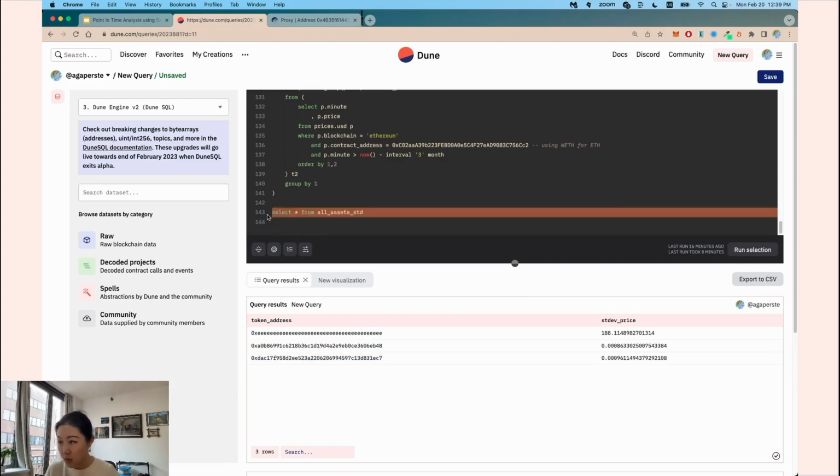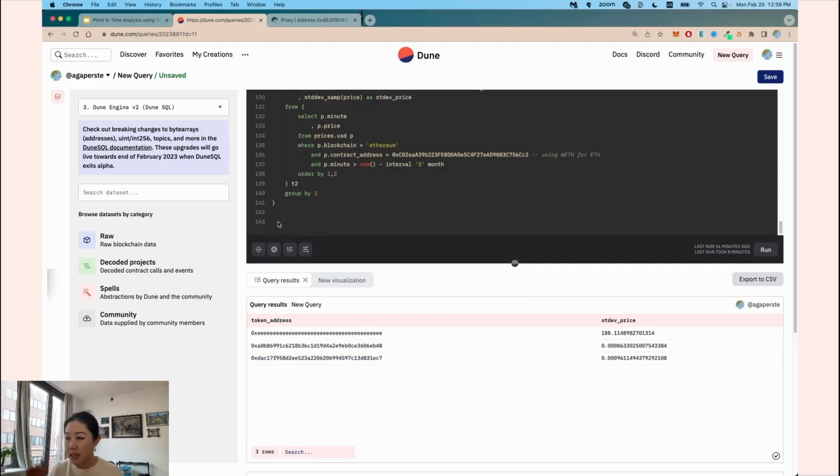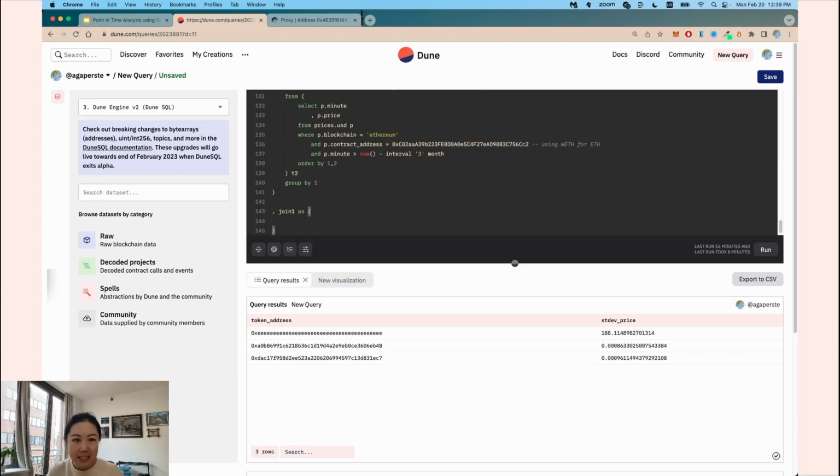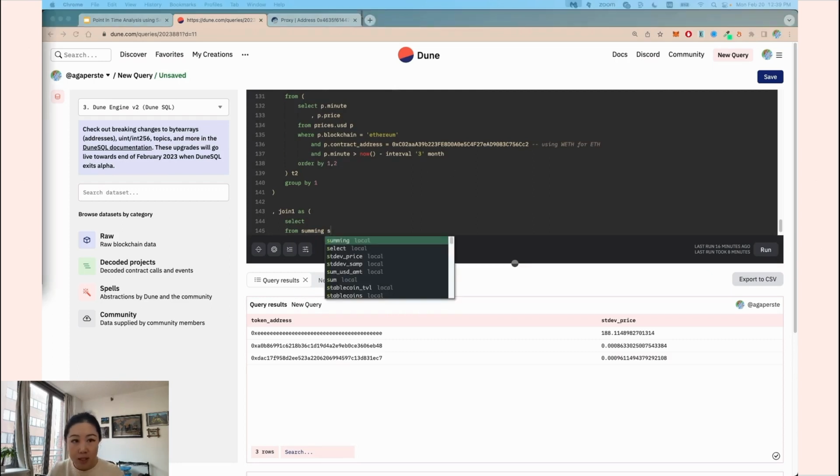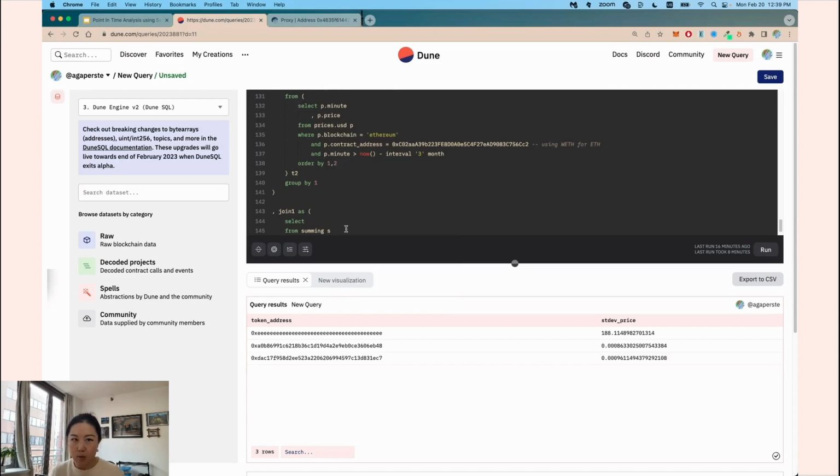So let's move on. Now we're going to take everything that we've done and join it together to get the various metrics that we said we will get. Going to literally call this join one as our CTE. Okay, so first off, we're going to do select from. Where are we selecting from? We're going to select from the summing subquery, CTE, going to call it S, because we need all these ratios. We need to get all assets subquery and the standard deviation subquery.